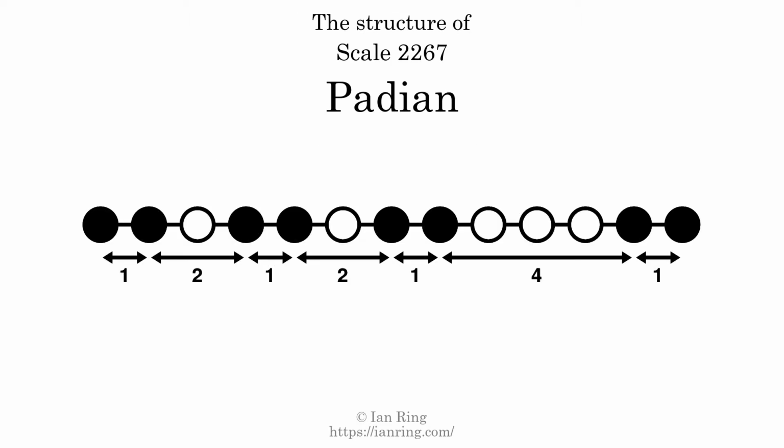The structure of a scale is a description of the interval distance between each successive tone. This scale has a structure of 1 2 1 2 1 4 1.